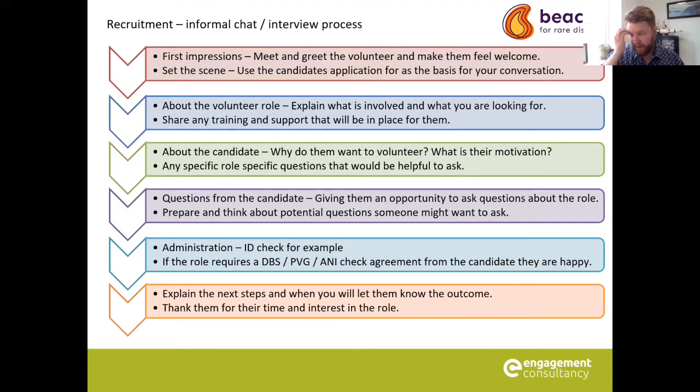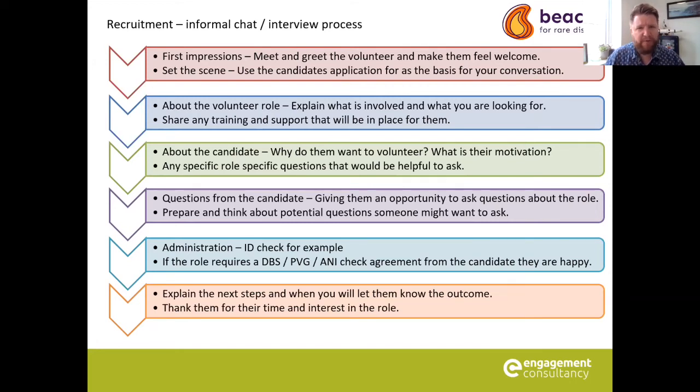So I won't go through this verbatim. You can look back and read them in more detail, but just having that process. So that first impression, meeting and greeting that potential volunteer, when you are having an initial chat or interviewing them, what does that look like? Explaining what the volunteer role is, what's involved and its importance in the work that you're doing, and then sharing anything to do with training and support.